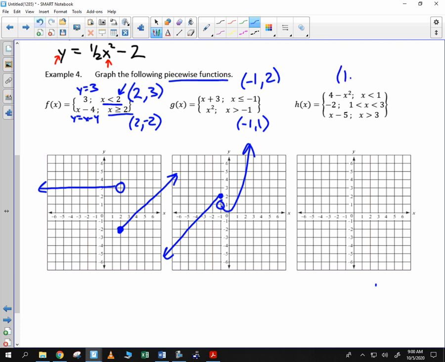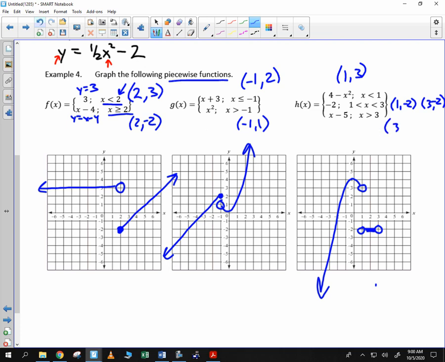I plug in 1, and I get 4 minus 1, which is 3. So 1, 3, open circle. Remember that graph came up to 4 and dropped back down. Now I'm going to sketch negative 2. When I plug in 1, I get negative 2. When I plug in 3, I get negative 2. 1, negative 2, and 3, negative 2. There's my horizontal line that connects them together.